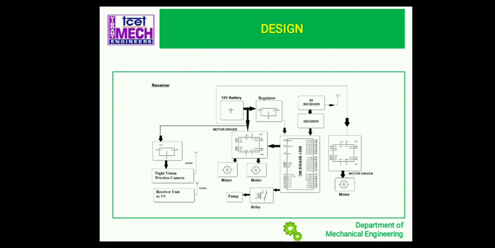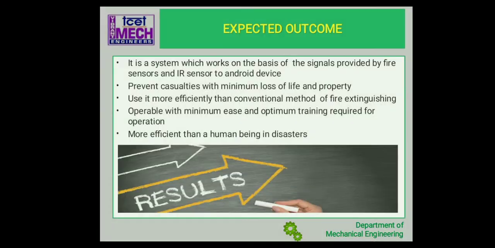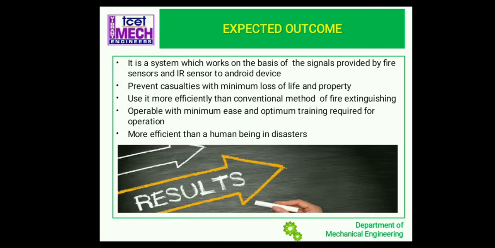Then the next topic is expected outcome. In expected outcome, we want our project robot to be more efficient and to detect fire with the fire sensor and IR sensors efficiently. We also want to prevent casualties with minimum loss of life and property. Then it should be easily operable and it should not require any special training. Only optimum training should be required to drive this robot.